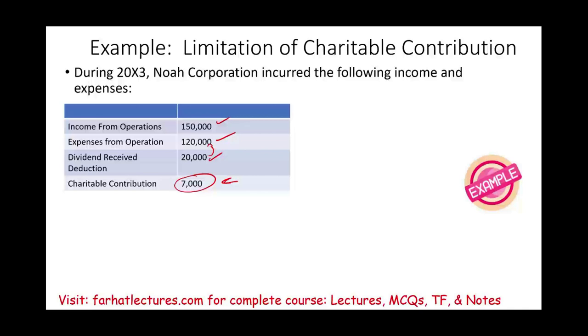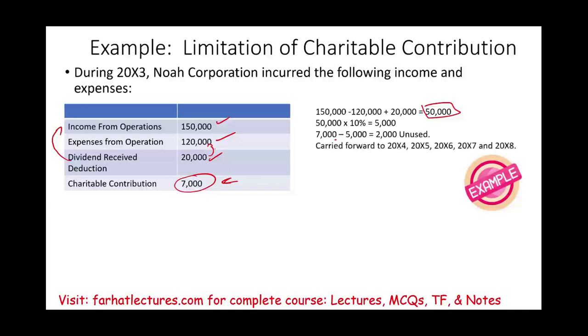What's going on? So let's compute our taxable income. It's 150 minus 120 plus 20. So it's income minus expenses, then we have to add back the dividend received deduction that was included here. So simply put, as far as charitable contribution, our taxable income is 50,000. We're going to multiply this by 10%, which will give us an allowed deduction of 5,000. We deducted 7,000, but of that amount, only 5,000 is allowed, which will give us 2,000 of unused amount. And this unused amount is carried forward to 20X4, 20X5, 20X6, 20X7, and 20X8.